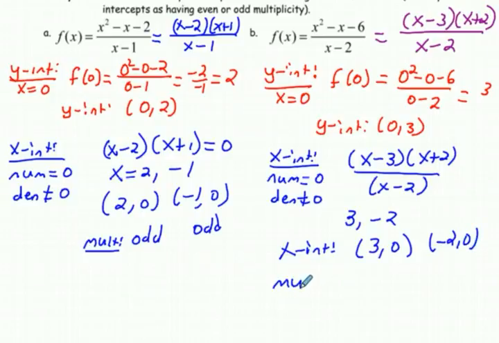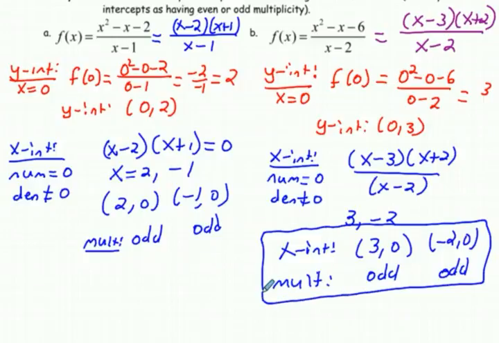And the multiplicity of each of these is 1, so they're both odd multiplicity. And remember, their multiplicities are 1 because each of these is to the first power. x minus 3 and x plus 2 are to the first power. All right, so those are our x-intercepts.